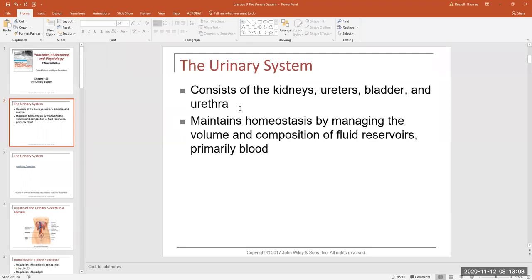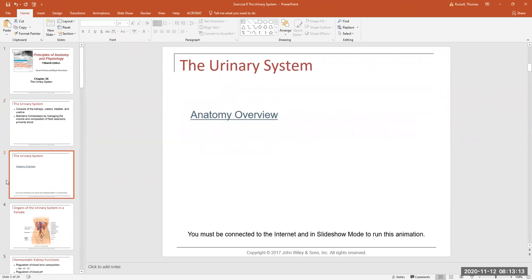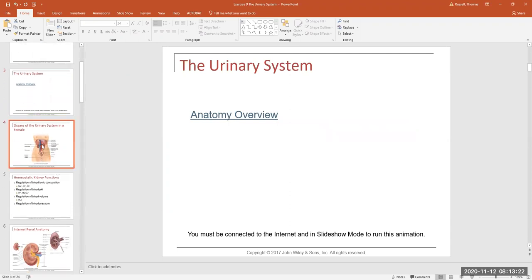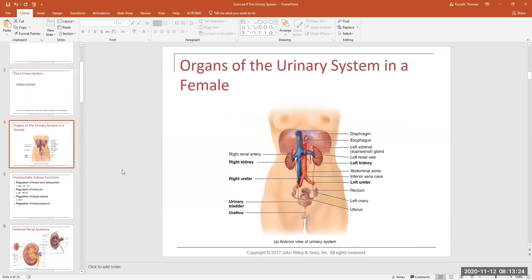The urinary system is involved in maintaining homeostasis of pretty much everything about the blood and really all fluids in the body. So we're going to cover some of that and how it's achieved. I did leave some of these animations in the lecture in here for you. If you want to review them when you get home, you can. You have to be connected to the internet in order to access them. But here's the schematic diagram of the urinary system. Two kidneys, obviously. The ureters, which lead from the kidney down to the urinary bladder, which is a temporary storage site for urine. And then the urethra is that final tube that allows urine to exit the body.